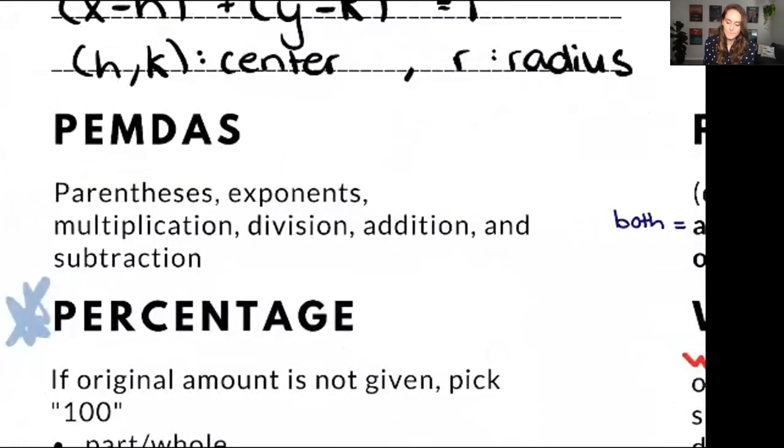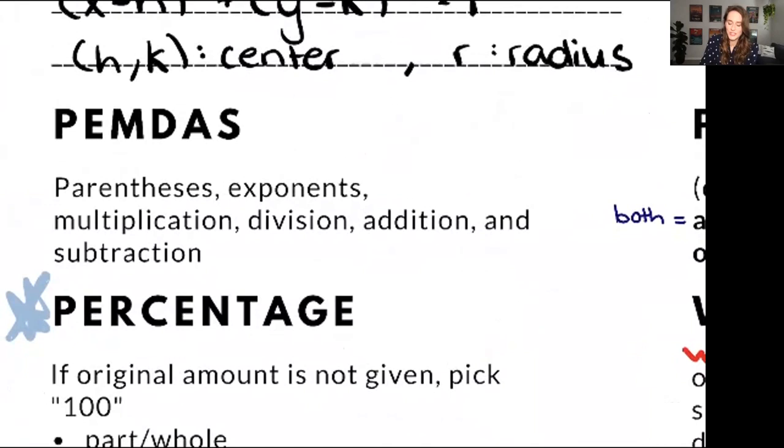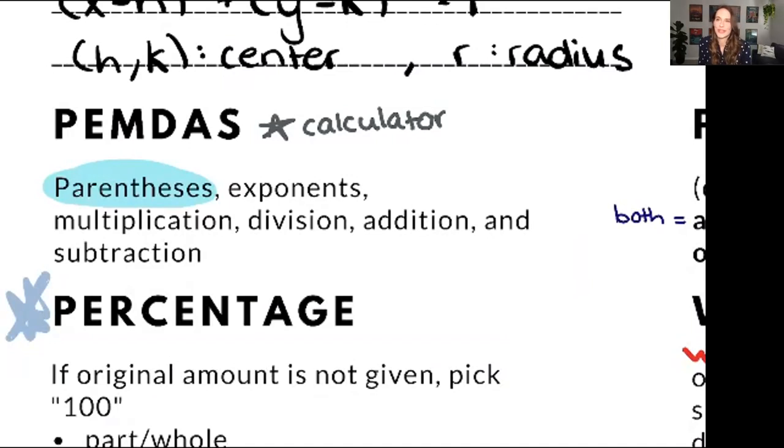PEMDAS becomes more important actually on the SAT for calculator sections. So there's a lot of awesome things that you can do on a graphing calculator, but they're all pretty useless to you unless you put in parentheses. It's going to be the most important feature that you're going to use on your calculator. So whenever you're putting things into your calculator, make sure you use parentheses.